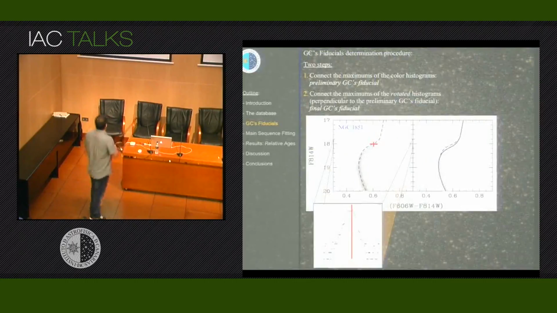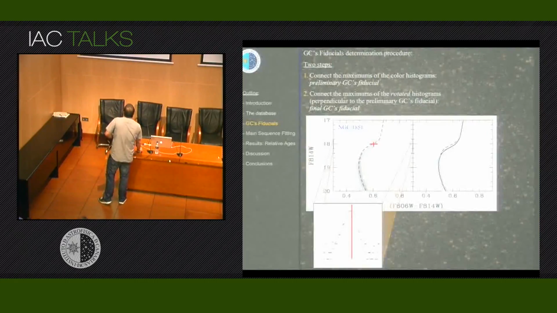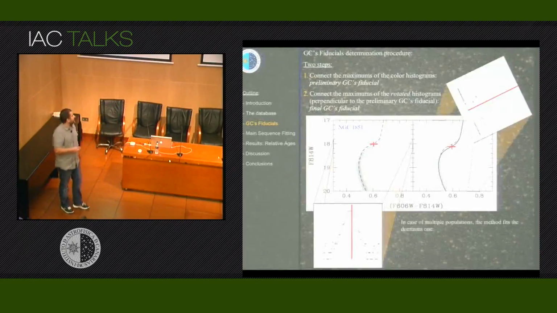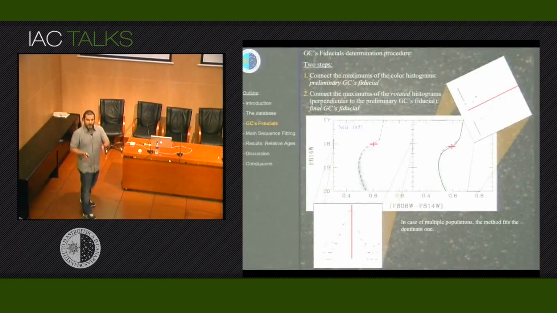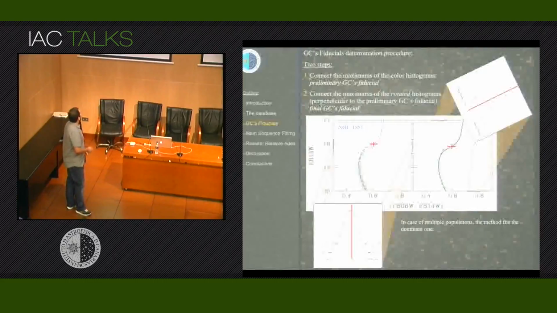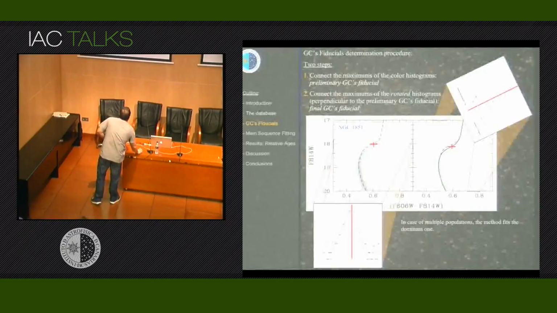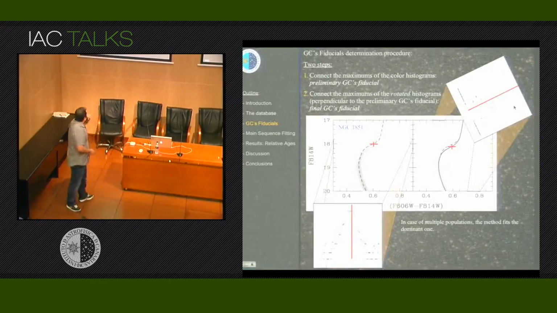In the first step, we connect the maximum of several color histograms, as is shown here in the picture, and then we use this preliminary fiducial to determine the final fiducial, but in this case using rotated histograms, rotated so that they are perpendicular to the sequence. So you can see here how the peak of the histogram is much better defined in the rotated one.